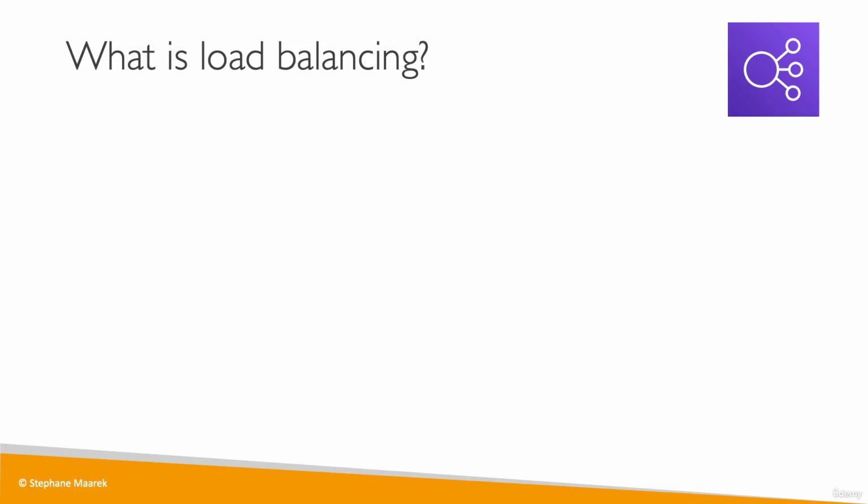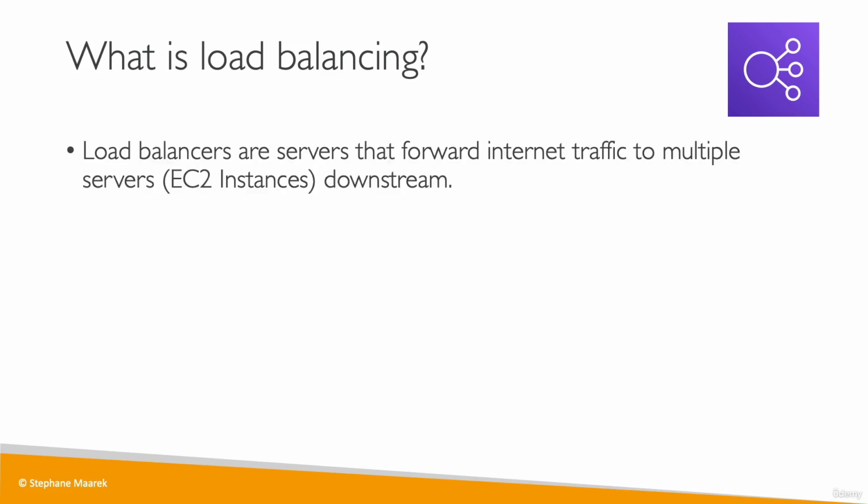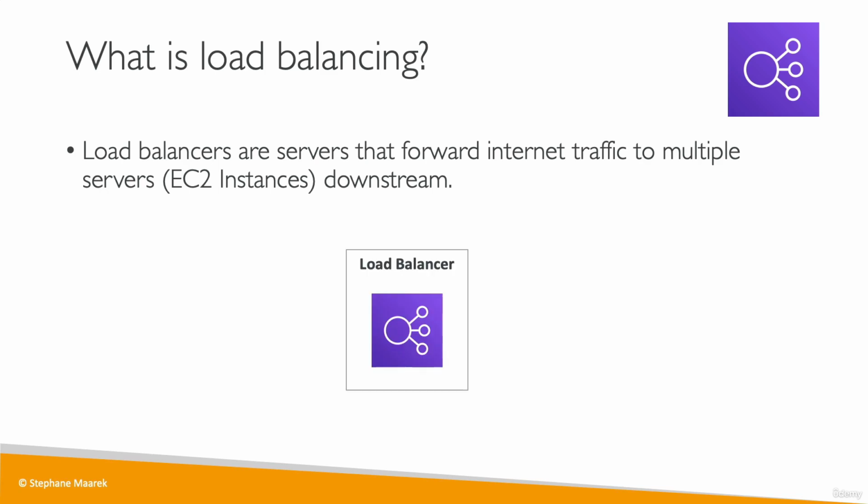So let's see the first service that will allow us to be more elastic on AWS. This is called Elastic Load Balancing. A load balancer is a server that will forward the internet traffic down to multiple servers downstream, and for them there will be EC2 instances. They're also called the backend EC2 instances. Elastic Load Balancing is something that is managed by AWS.